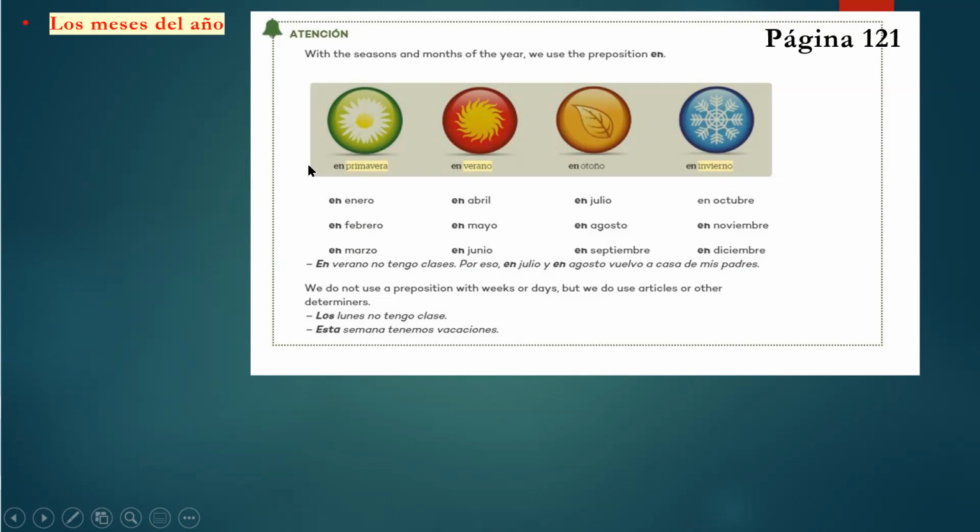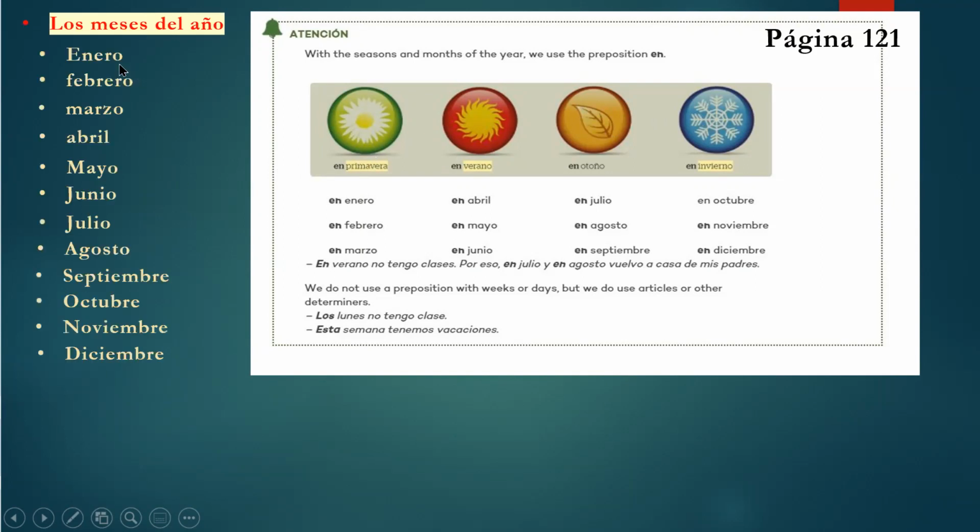Again, these are the months of the year. So again, you saw that in the last video. Enero, febrero, marzo, abril, mayo, junio, julio, agosto, septiembre, octubre, noviembre, y diciembre. Then we have the seasons, las estaciones. It looks like stations somehow. This word, las estaciones. So this is the seasons.